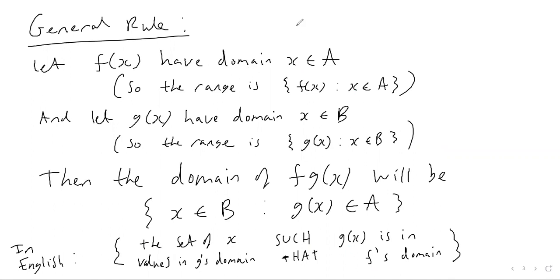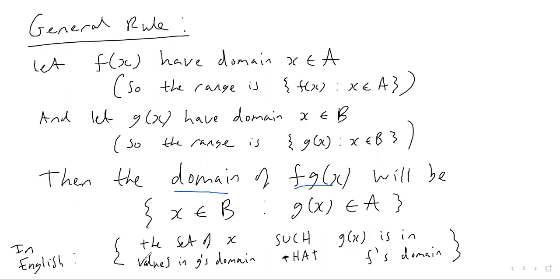If you have a function f of x and you have a domain x in a set A, where A is a set, obviously that means you've got a range of f of x values. That's your range there. And let g of x have a domain x in another set B. The range is, again, the set of g values that you get when x is in your domain. So the domain of f of g, I'll do this in a different color, in blue, will be the set of x values in your domain of g, the set of x values in this set there, such that g of x will be in the set A. So g of x will be in the domain of f.